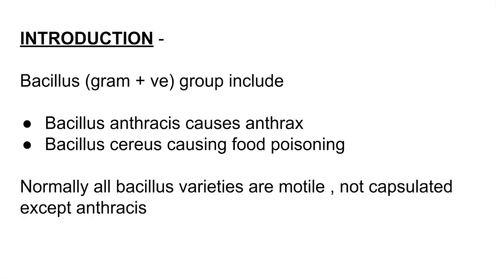Introduction. The Bacillus group includes Bacillus anthracis and Bacillus cereus, along with many other varieties. Bacillus anthracis causes anthrax and cereus causes food poisoning. Normally all Bacillus members are motile and not capsulated, but anthracis is non-motile and capsulated. Later you'll also study that this capsule is a virulence factor, which means it is responsible for causing infection.